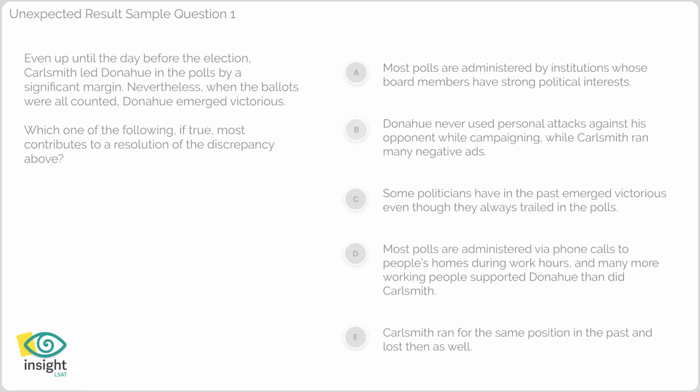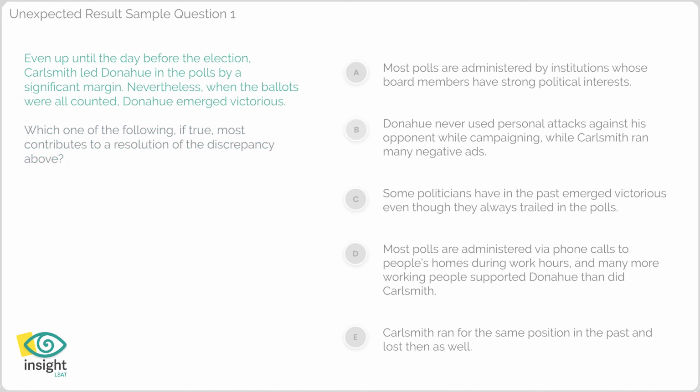And we're back. Let's start with the stem. Which one of the following, if true, contributes to a resolution of the discrepancy above? Okay, we're going to be reading about some discrepancy, that's the weirdness, and we need an answer choice to resolve it. Let's read the passage.